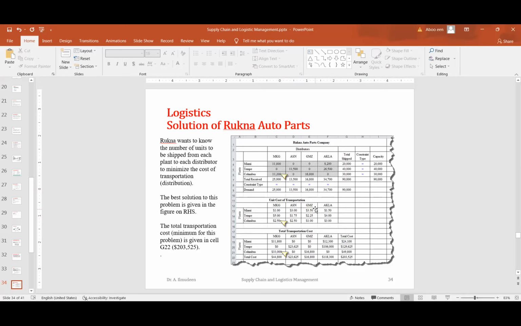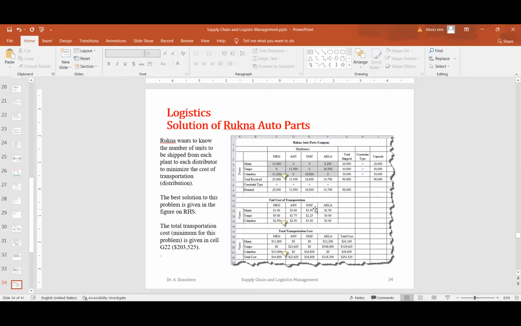And the best solution, they have calculated the total transportation cost is $203,525. The best solution to this problem is given in the figure. Here you see the total transportation cost, and they have the minimum for this problem given in the cell. So they have calculated this amount, and they will send these units to the distributors for their optimal solutions.